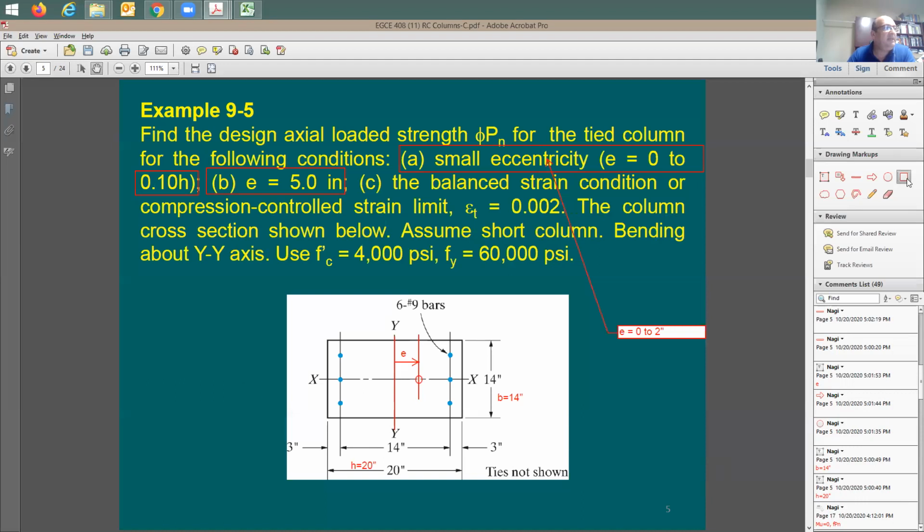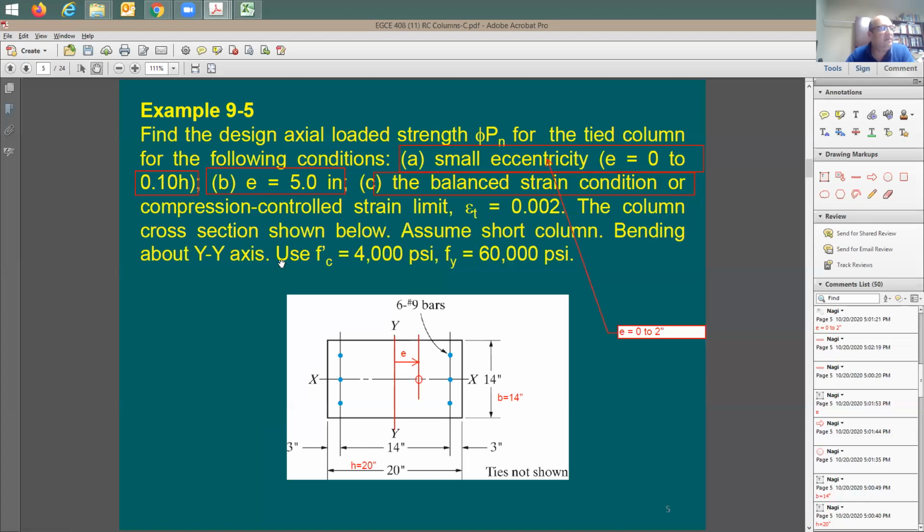You see, C, which is the last one, it says at the balanced strain condition. What is the balanced strain condition? It's when the tensile strain, or the steel exposed to tension, is right at the yield point, and the compression concrete on the other side is right at 0.003. This is going to be the balance point.